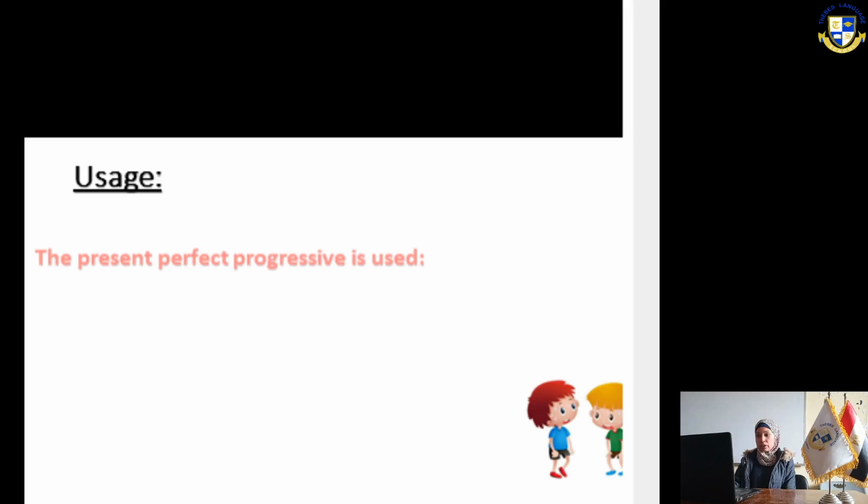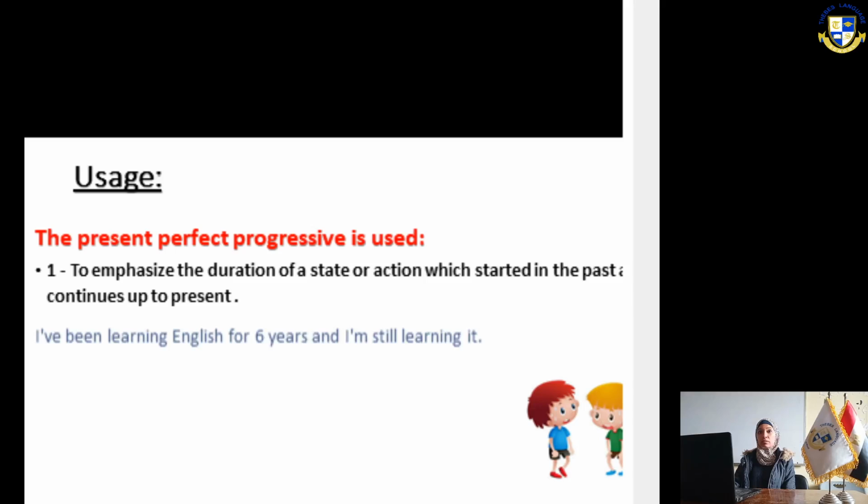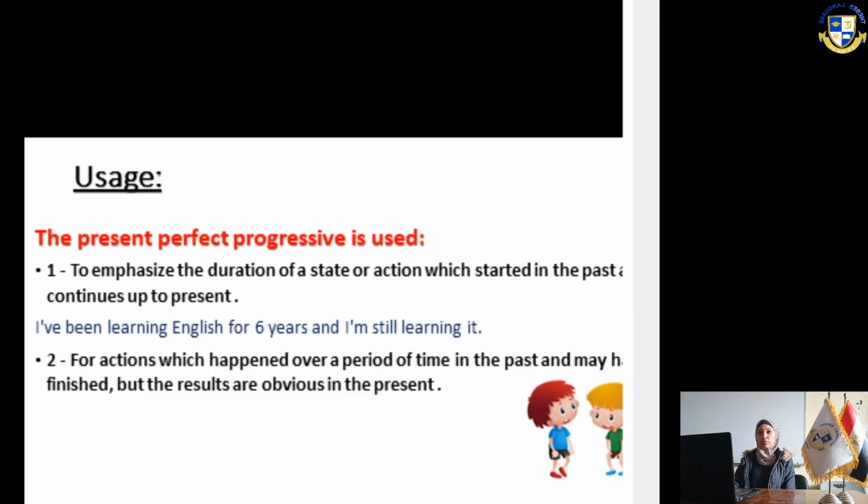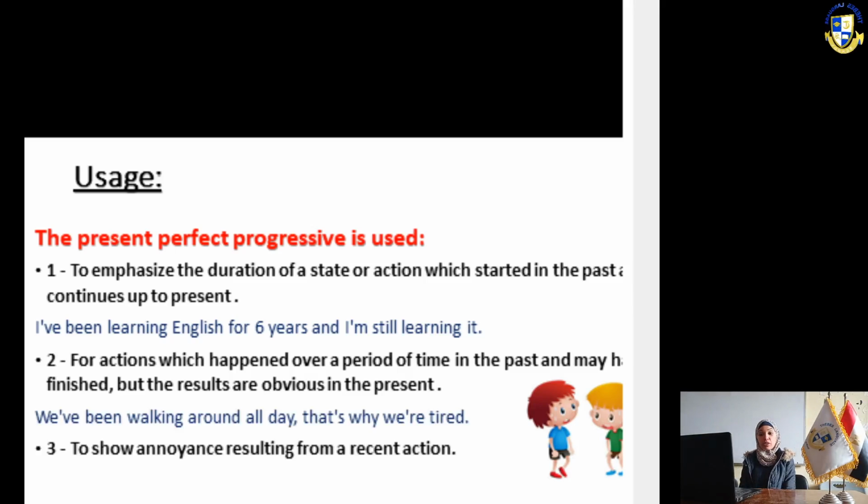We will start now slide 15. And after we have finished slide 14, we will talk today about the usage of the present perfect continuous. The present perfect continuous, guys, is used to emphasize the duration of a state or action which started in the past and continues up to the present.